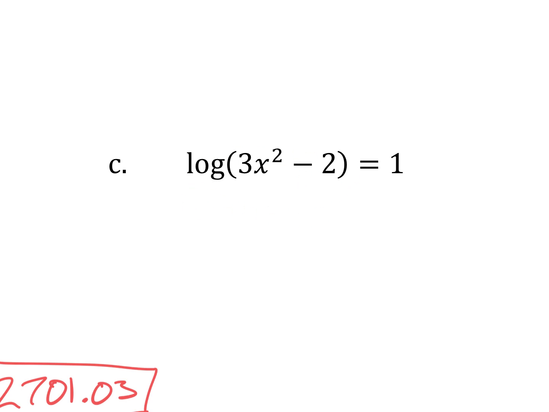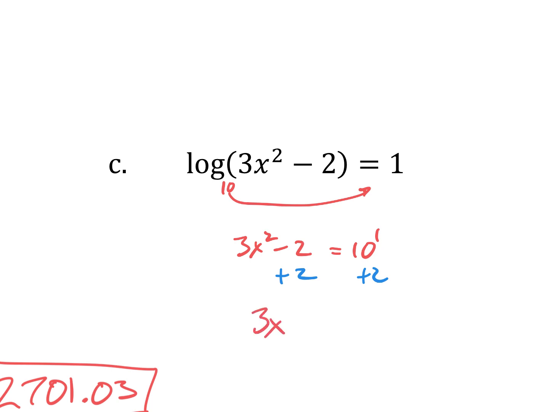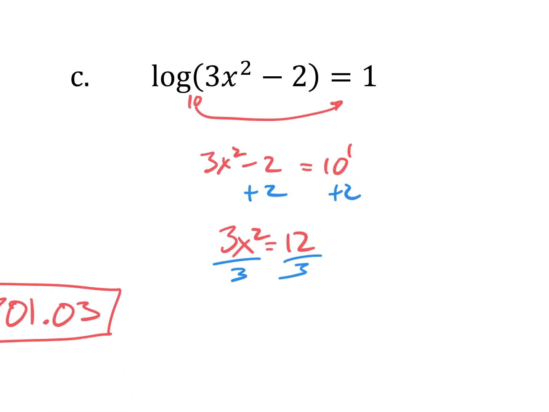How about one more here? We already have a logarithm, and everything looks good there. This is base 10. So if we swing that around, this is going to be 3x squared minus 2 equals 10 to the first, which is just 10. If we add 2 to both sides, we have 3x squared equals 10 plus 2, which is 12. Now we can divide by 3, and we get x squared equals 4. We can square root both sides, and x equals plus or minus 2. Don't forget the plus or minus.